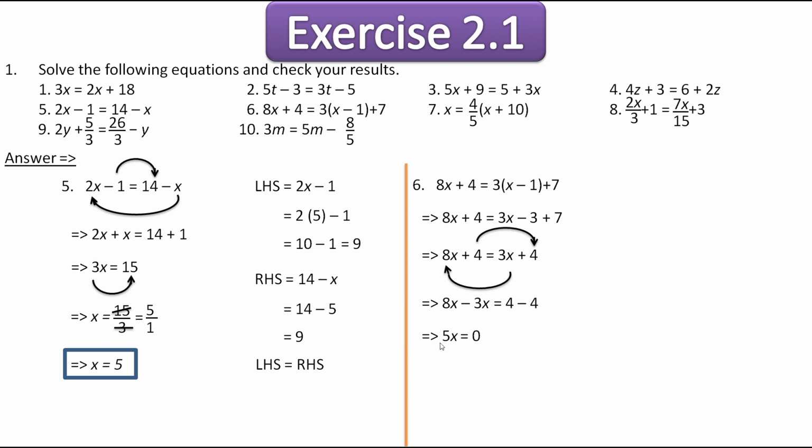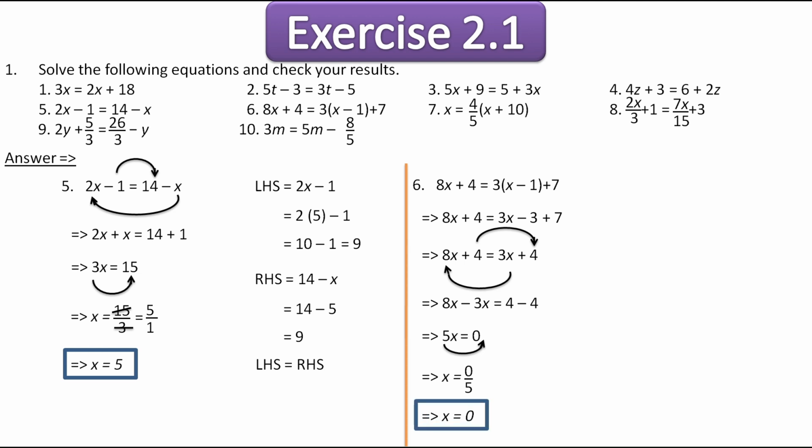So I'll send this 5 to the right hand side. So it became x is equal to 0 upon 5, and 0 upon anything is equal to 0. So x is equal to 0.